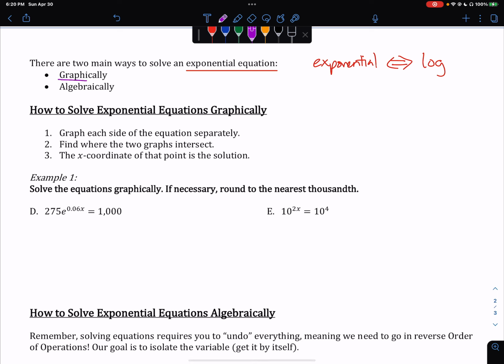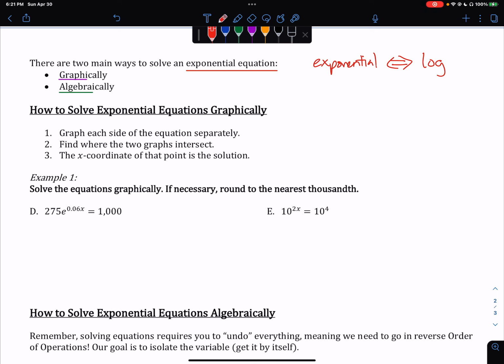The first one is graphically, which uses a graph. And the second one is algebraically, which is using algebra. That's when we subtract numbers from both sides, or we divide both sides by 2 or whatever. So we can use either a graph or algebra to help us solve those types of equations. We've actually done both of those methods so far in this chapter and in previous chapters. In chapter 8, we solved graphically quite a bit. And throughout chapter 9, we've done a little bit of solving algebraically.